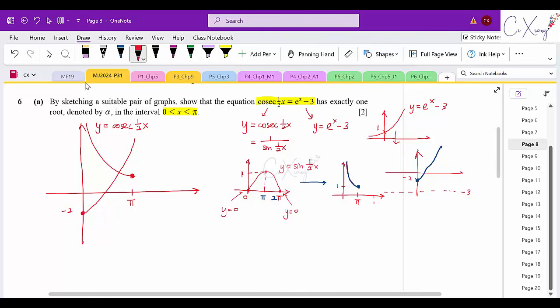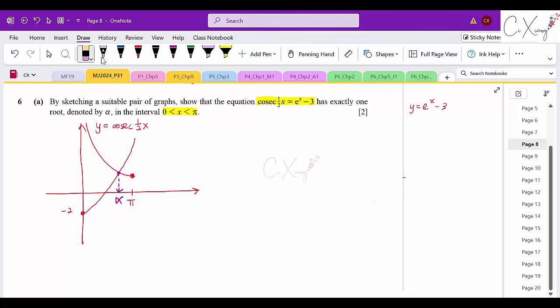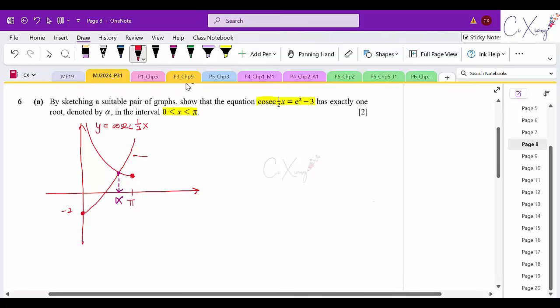Okay, and we need to show that there's only one root denoted by alpha. So the root basically appears at the intersection point of these two graphs. For these two graphs here, you can see that there's only one intersection point available, and I will label this as alpha. So one intersection point also tells us that we are having one root between the domain of 0 until pi. Alright, so after you sketch the diagram, make sure that you label them clearly. So for this curve, basically it is y equals e power x minus 3.